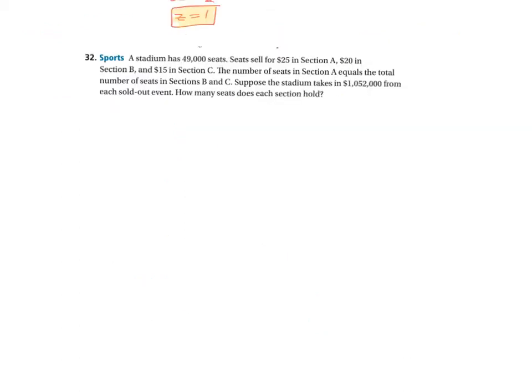Okay, this one, 32, it says a stadium has 49,000 seats, and there's 3 different sections. So section A plus section B plus section C is going to add up to 49,000 seats, okay? But then it's $25 for section A, and it's $20 for section B, and it's $15 for section C, and the total amount of money. So whenever you see dollar signs, those should all be together in an equation. So that looks like this, okay, for that one.